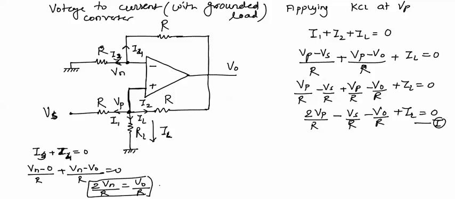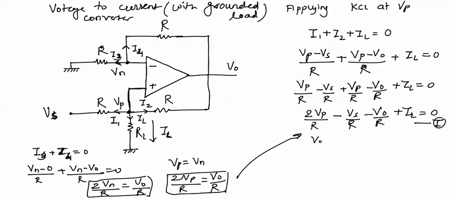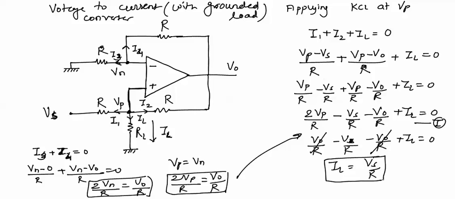Now we know that Vp equal to Vn, so 2 Vp upon R equal to V0 upon R. Now this expression will be substituted in expression number 1. If you substitute it here, we get V0 upon R minus Vs upon R minus V0 upon R plus IL equal to 0. This V0 by R will be cancelled out, so IL will be equal to Vs upon R. So the output load current depends on the input voltage, so it is a voltage to current converter with grounded load.